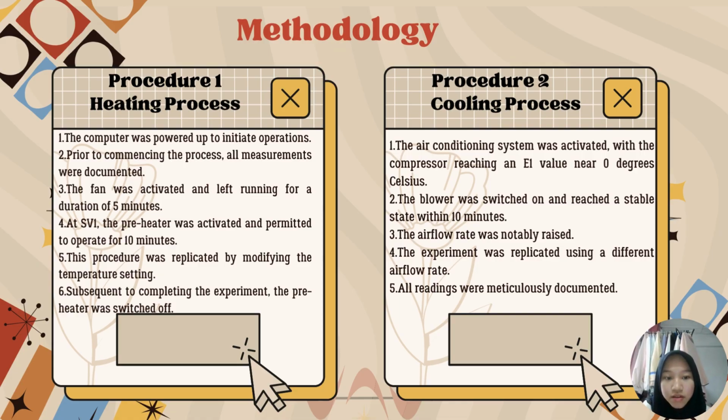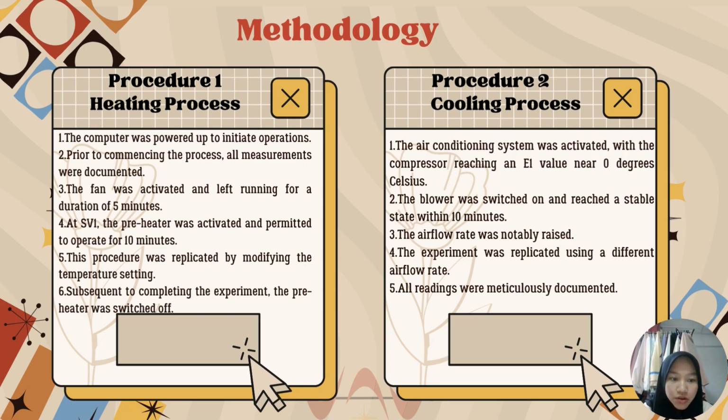To begin, let's dive into our setup and methodology for the experiment. We have four procedures. The first one is the heating process. The computer was powered up to initiate operation. Prior to commencing the process, all measurements were documented. The fan was activated and left running for a duration of 5 minutes. At SV1, the preheater was activated and permitted to operate for 10 minutes. This procedure was replicated by modifying the temperature setting. Subsequent to completing the experiment, the preheater was switched off.